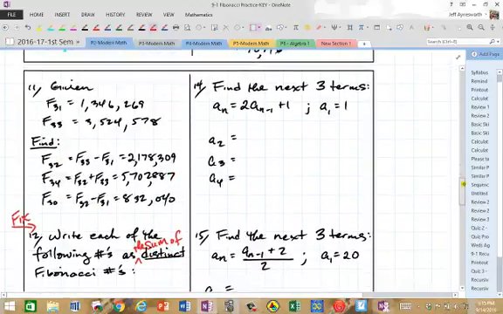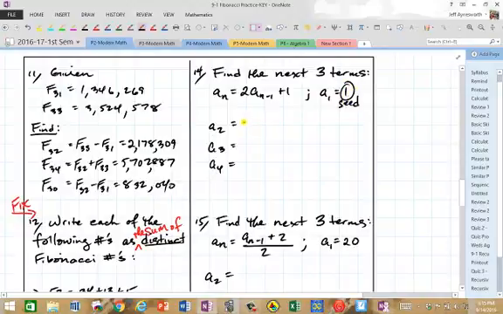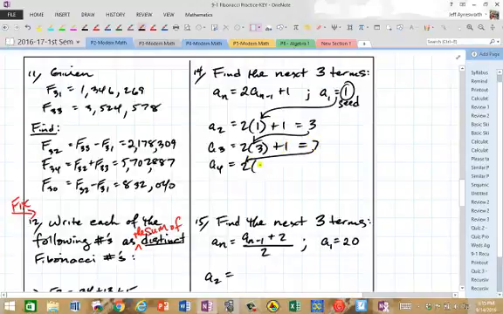All right, next one, find the next three terms. Okay, so here we go. This is review. So your seed, all right, is 1. So A2 is 2 times A1, plus 1, which is 2 plus 1 is 3. And the next one, 2 times 3 plus 1, that's 6 plus 1, or 7. And then it's 2 times 7 plus 1, or 15. All right, this right here is the previous term. So you got to remember that. That means previous.